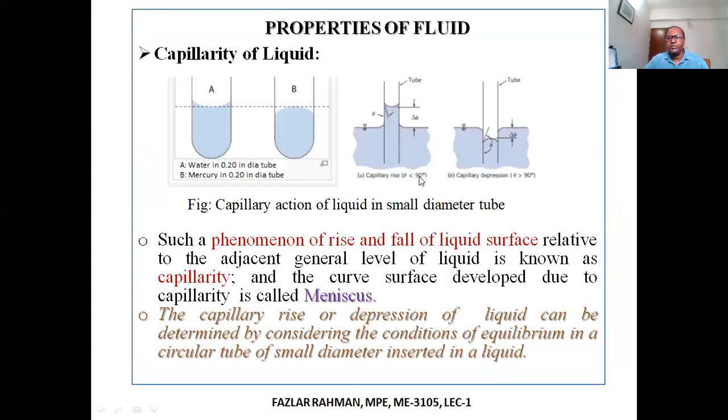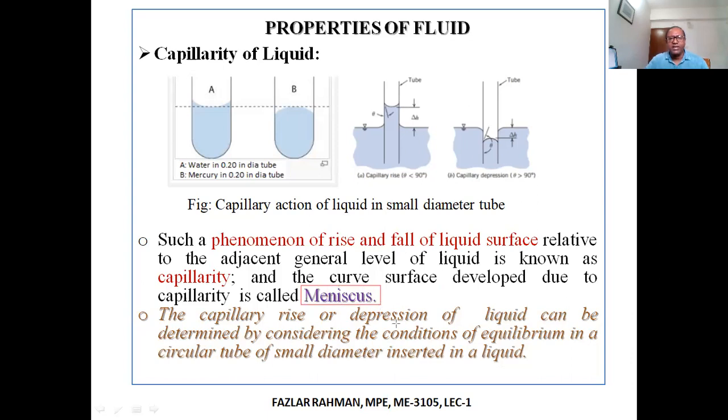Anyway, so capillary liquid, we are continuing this one. It says such a phenomenon, the rise and fall of a liquid surface relative to the adjacent general level of liquid, is known as capillarity. What you see over here, the fluid is supposed to stay at this horizontal line, but in situation A, the fluid is going up, meaning the fluid level rises. And in condition B, the fluid level falls down. So due to the dominance of adhesive or cohesive forces, sometimes you see the fluid level going up at the wall or going down at the wall. This phenomenon is known as capillarity. The curved surface developed due to capillarity is called meniscus. So you see this curved surface, this is known as the meniscus.